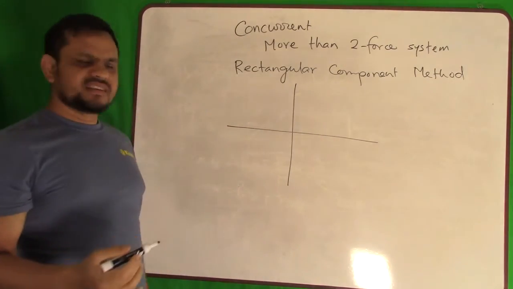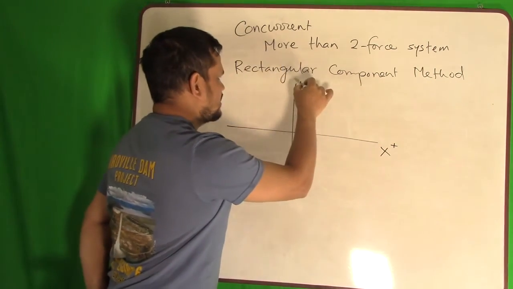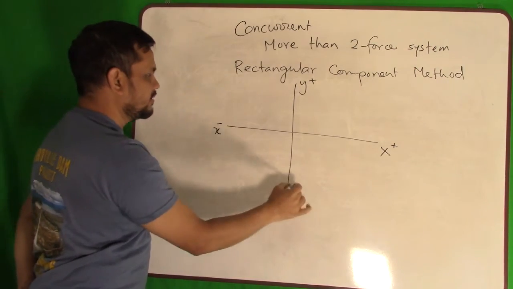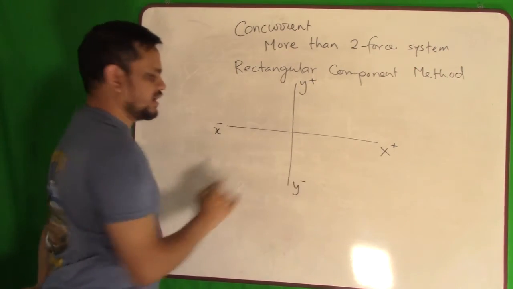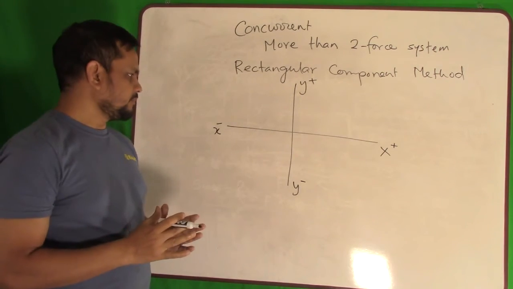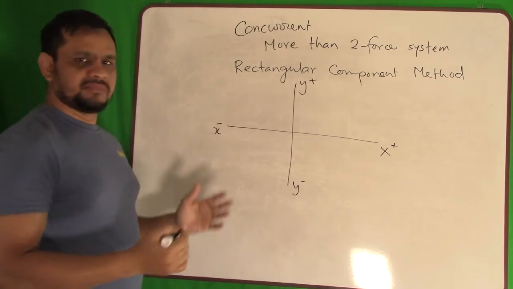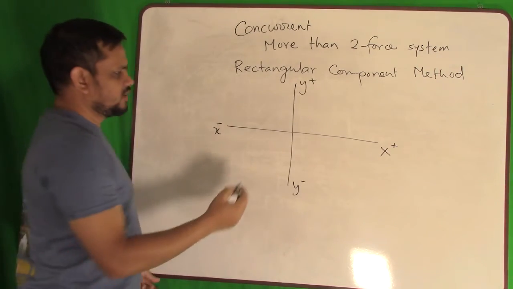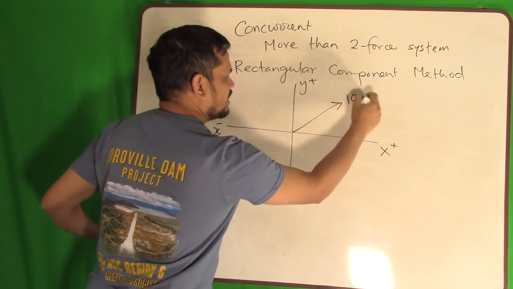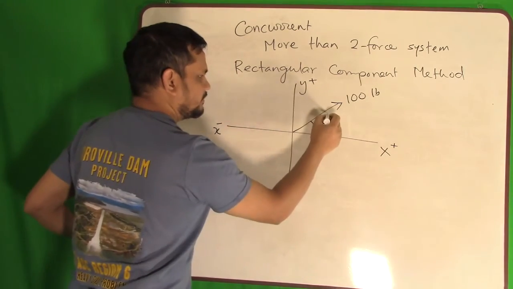Forget about the x-axis or y-axis, but let us see, this is very popular to use x-axis. So this is x positive, x negative, y positive, y negative. I know that you are familiar with this kind of axis system or coordinate system. So there are three forces. One force is acting here, that is 100 pound, angle is 30 degree.